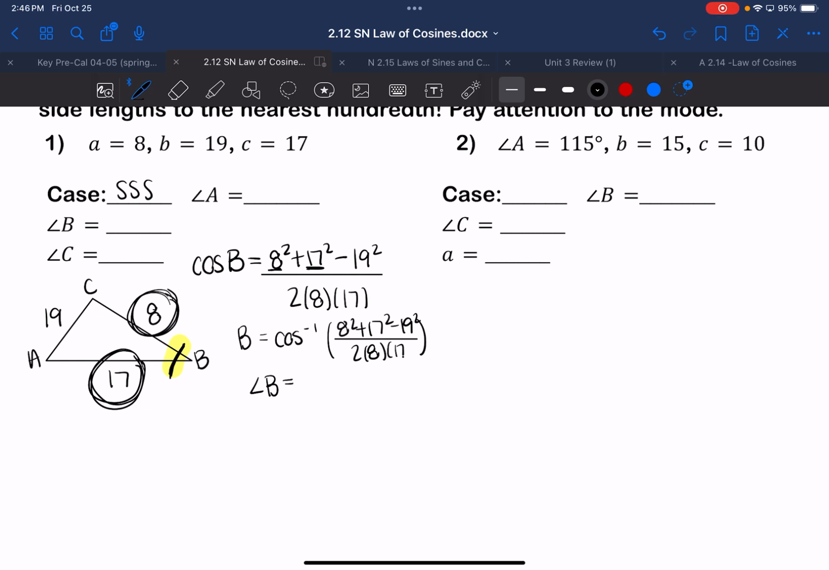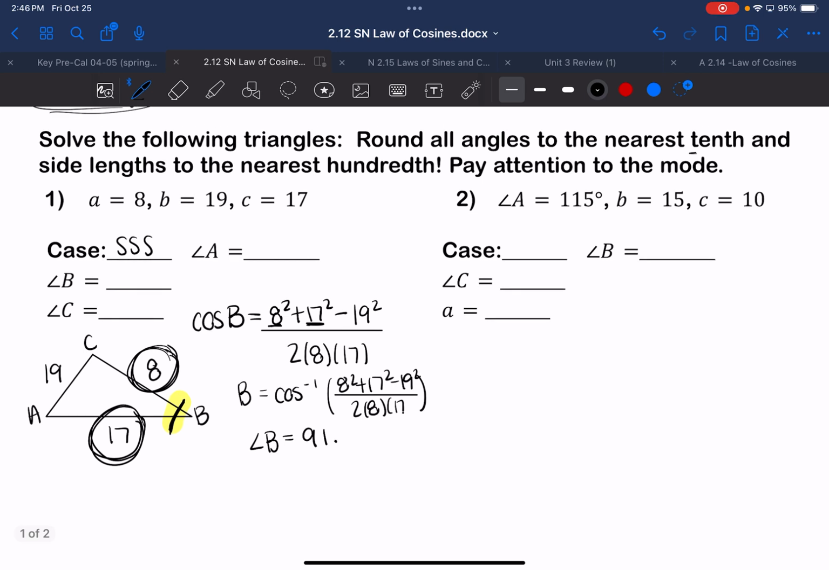All right, so what did we get for angle B? Once you guys got it typed in, what did you guys come up with for angle B? 91.68. All right. So 91.685. I think it said for angles we could just round to a tenth, right? Okay, so 0.7? Yes. Okay, perfect. So 91.7.